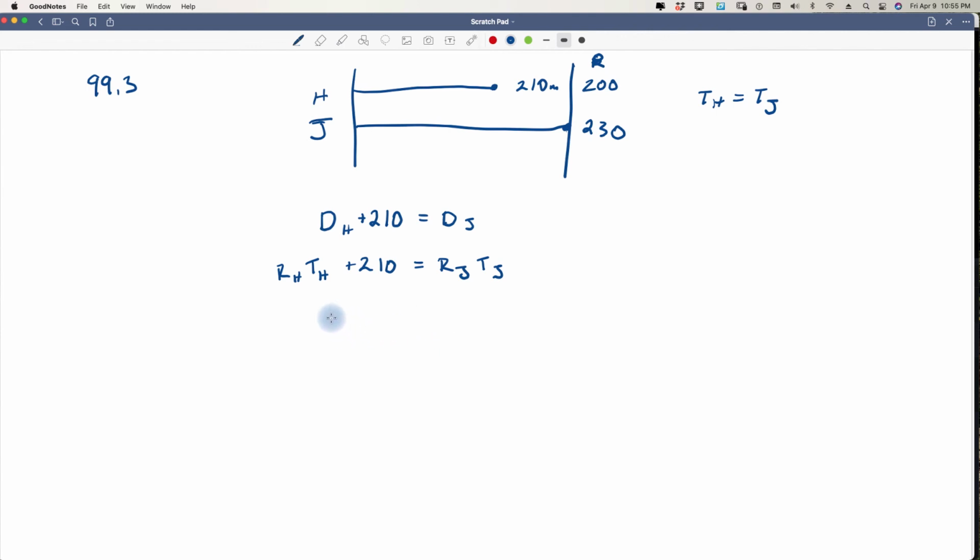All right, so we can start dropping in information. We can say the rate of Harry is 200 times the time of Harry, plus 210. The rate of Jeanette is 230, and we're going to sub in the time of Harry because we need to have the same variable, and because they are the same, we can substitute that in. So let's subtract 200 from both sides. And then that leaves us 210 equals 30 times the time of Harry. Divide both sides by 30, and we understand that it is going to take 7 minutes for Jeanette to be 210 meters ahead of Harry.